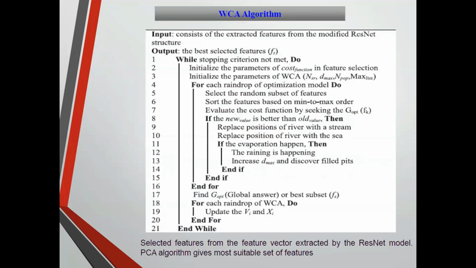Next, this is the algorithm. Yeah, the WC algorithm or water cycle algorithm. Here you see the input, and it consists of the extracted features from the modified residual neural network structure. So the first output is the best selected feature set. And this is the loop basically. The first loop: while stopping criteria is not met, then continue.